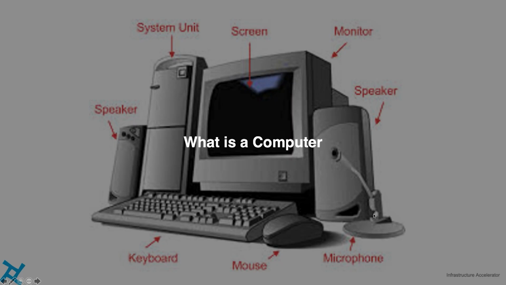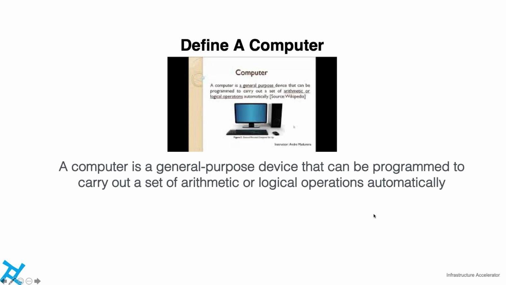Beginning with, what is a computer? We'll begin with a general Google definition. A computer is a general purpose device that can be programmed to carry out a set of arithmetic and logical operations automatically. That's pretty much textbook, no explanation necessary.